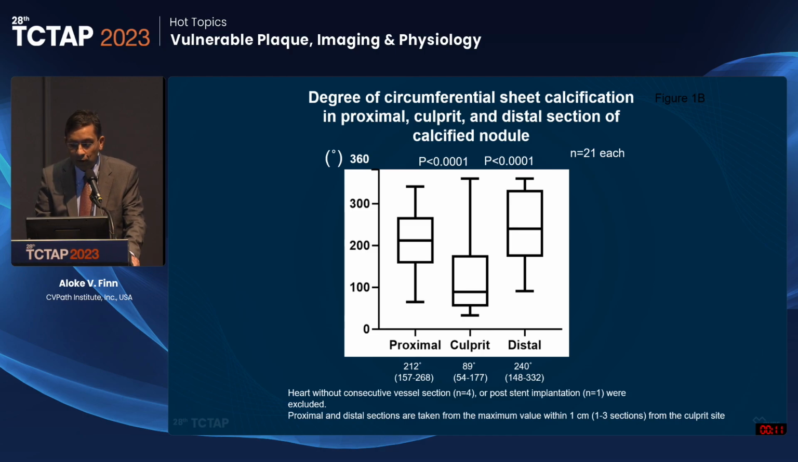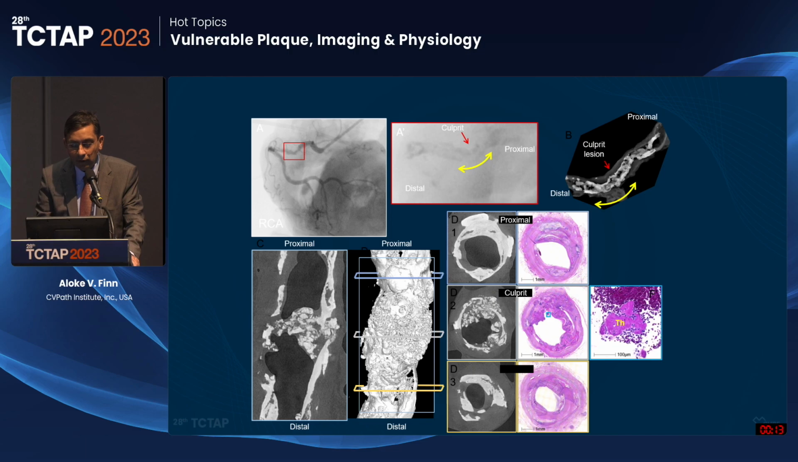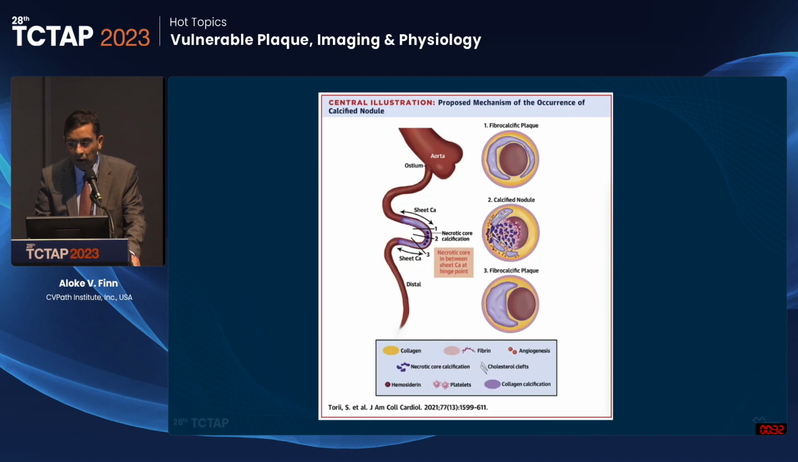So what we really think happens, and this is the example, is that there are sites of high torsion between areas of calcified plates. There's a necrotic core which is calcified, and then undergoes a lot of torsion between these calcified plates, causing the calcium to essentially become nodular and erode into the lumen. That's the mechanism we think causes calcified nodule. And here are the mechanisms shown in this paper. I'm not going to go over that.